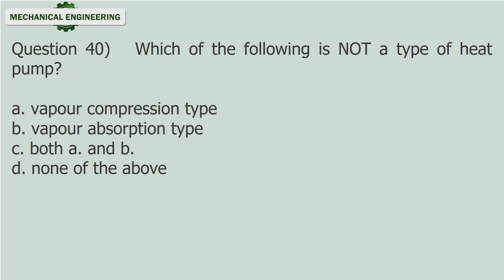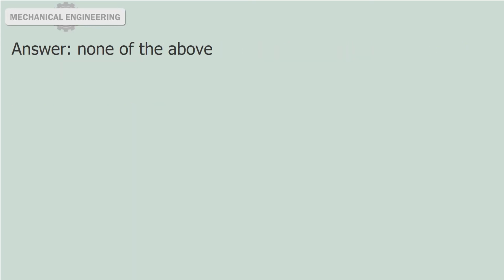Question 40. Which of the following is not a type of heat pump? A. Vapor compression type. B. Vapor absorption type. C. Both A and B. D. None of the above. Answer: none of the above.